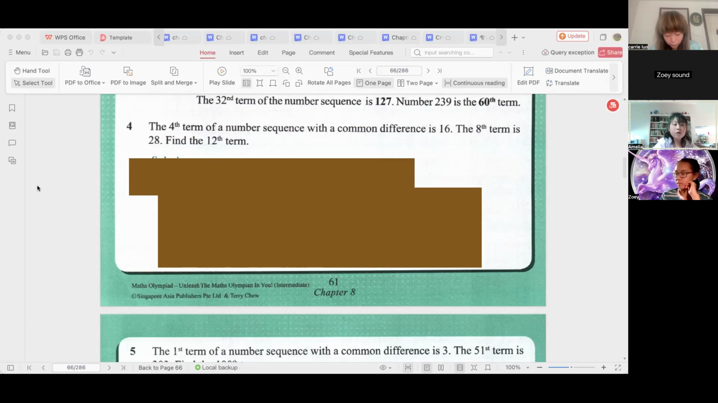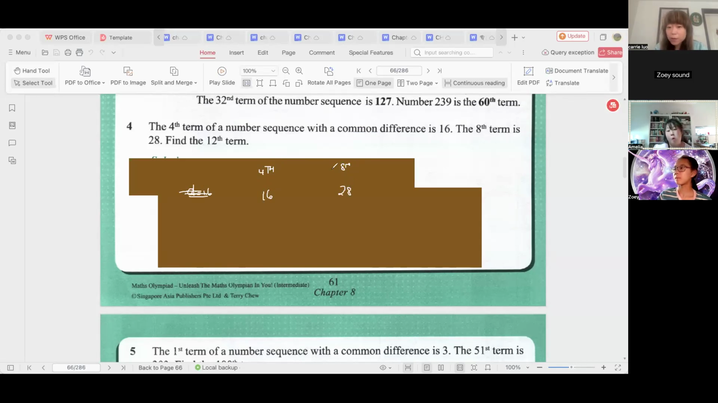I'm going to send it to you. Okay, so I'm going to explain this question. The difference of a number sequence is 16. This time, Zoe, did you notice there's nothing like first term or second term or last term? They don't tell you that, but instead they tell you the fourth term is 16, right? We don't know the common difference yet, but we know the eighth term is 28.